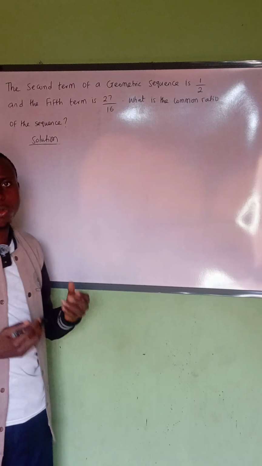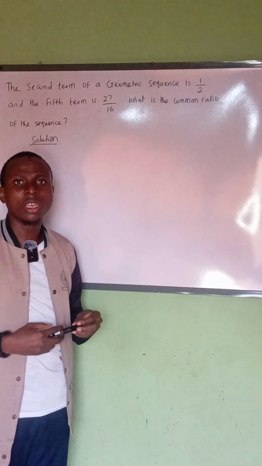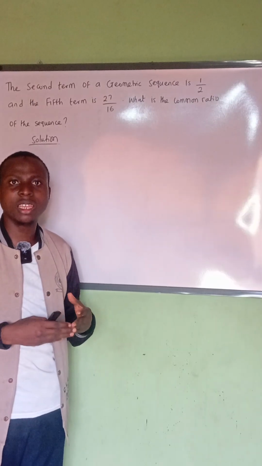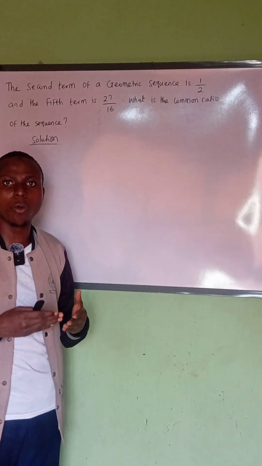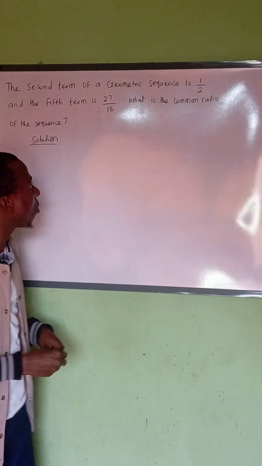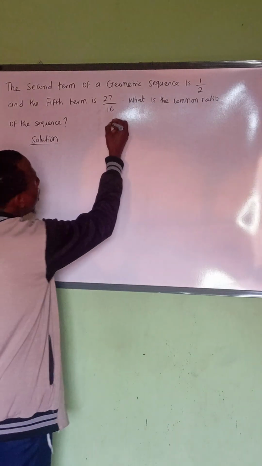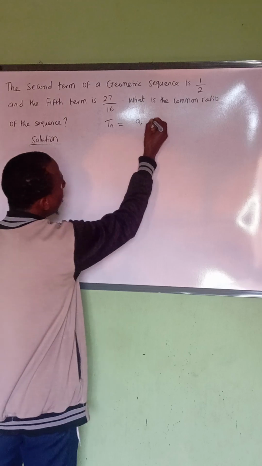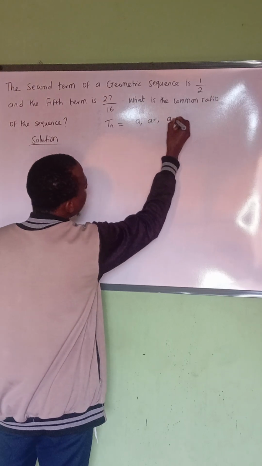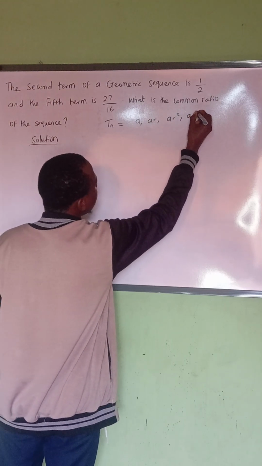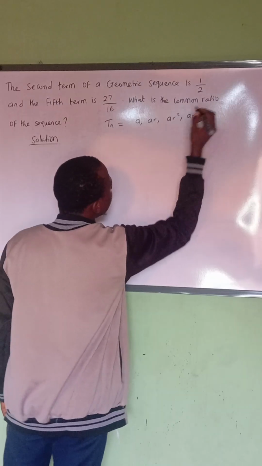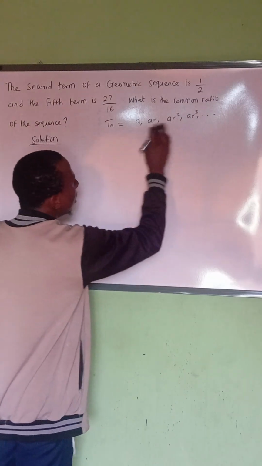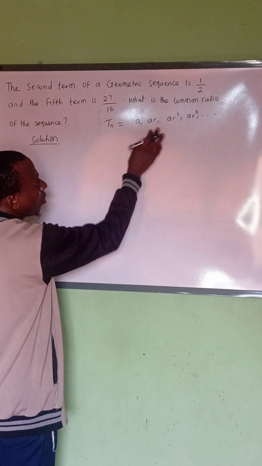Now, what do we call a sequence? A sequence is any rule that is guiding terms which follow a regular pattern. That's what we call a sequence. For example, if you have T of n equal to A, AR, AR squared, AR raised to power 3, and it still continues. This is a sequence. Now you can see that they follow a regular pattern.